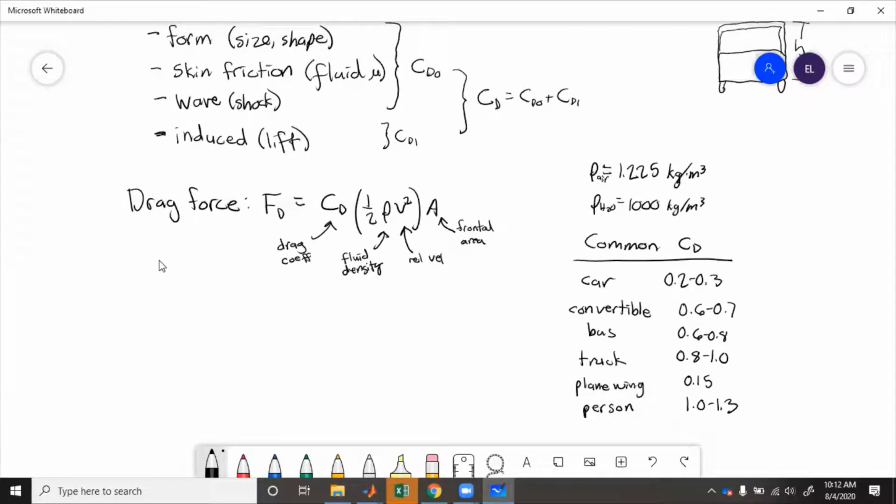Now, a person on a motorcycle, that is really high, 1.8. And if you think about it, that makes sense, right? Because you feel the wind really badly on a motorcycle. That's why they have to wear the leather jackets and the masks and all that, because there's so much drag force on them.